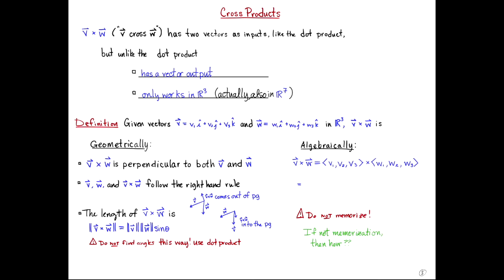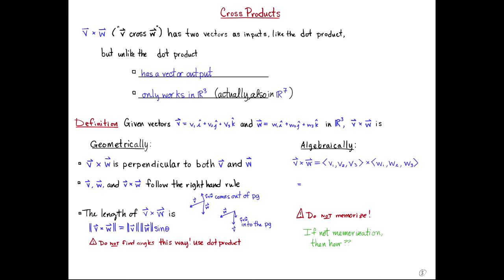We know that U dot V is equal to the magnitude of U times the magnitude of V times cosine theta, and dot products are way easier to find than cross products. So you should never spend the time finding an angle using the cross product.